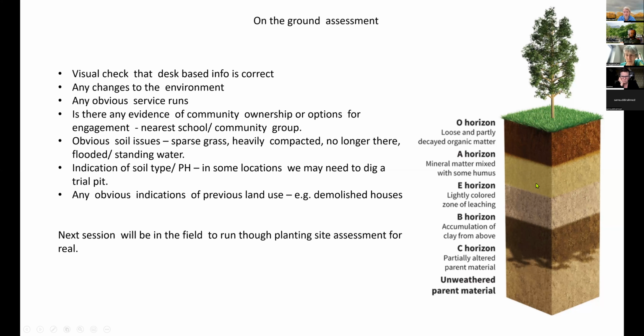That is useful information in determining what types of tree you can plant, what their rooting environment's like. But in urban environments, the soils are usually so disturbed that these horizons are not always that present. Just coming on here, we've got obvious indications of previous land use, e.g. demolished houses. If you know anything about the area, or you can find out anything about it, you might find that the land was once a housing estate and it's just been capped over.